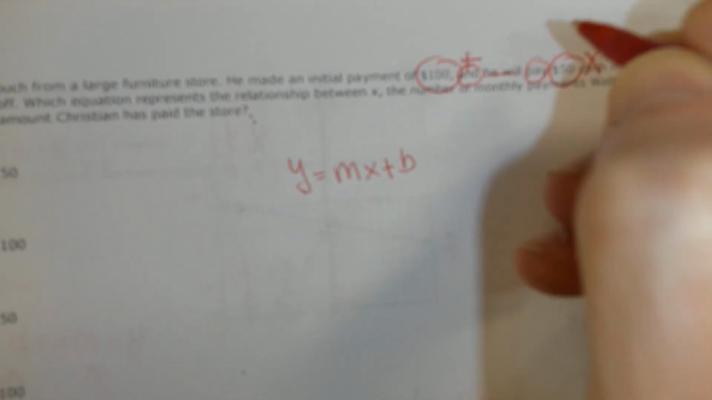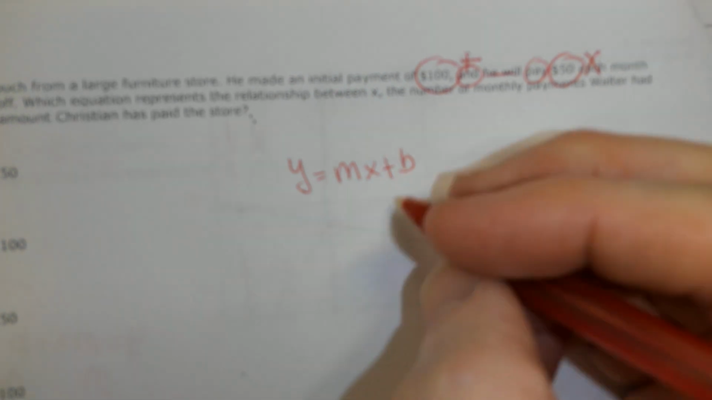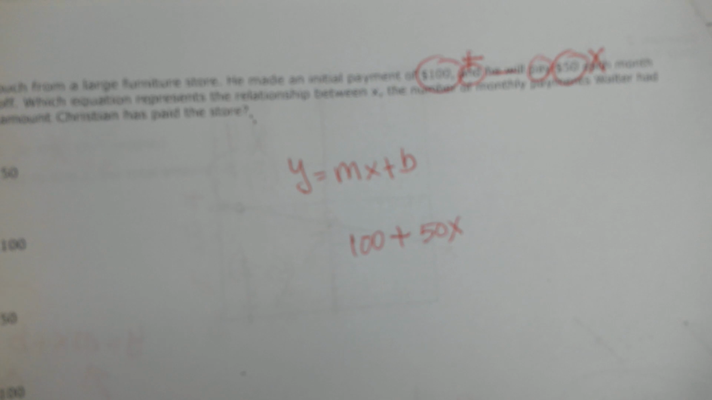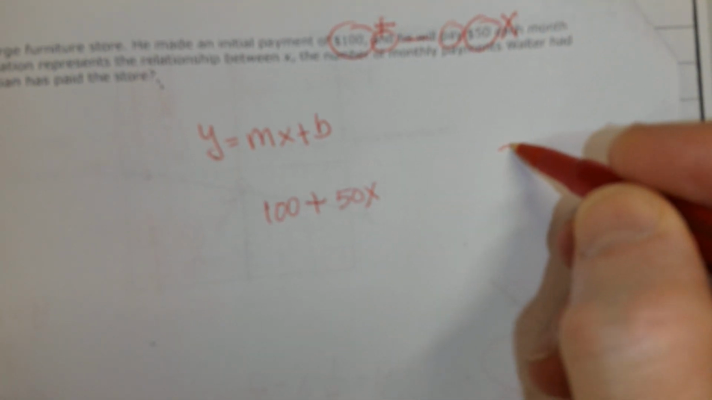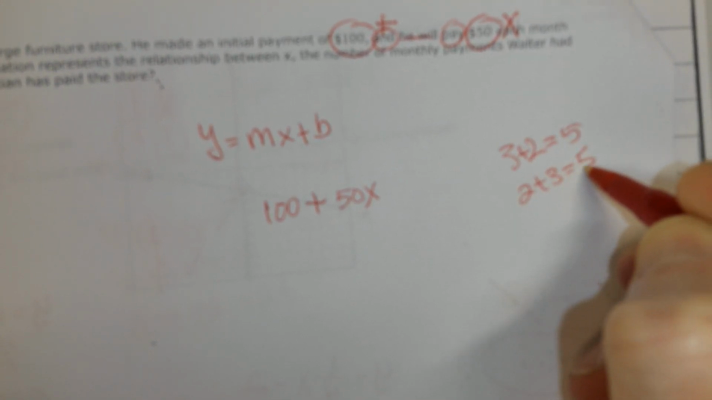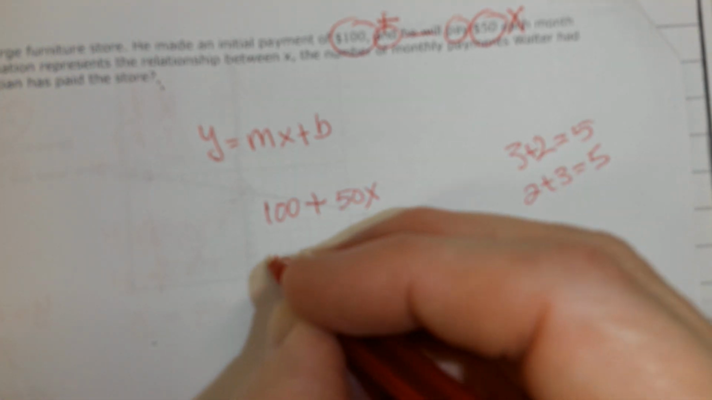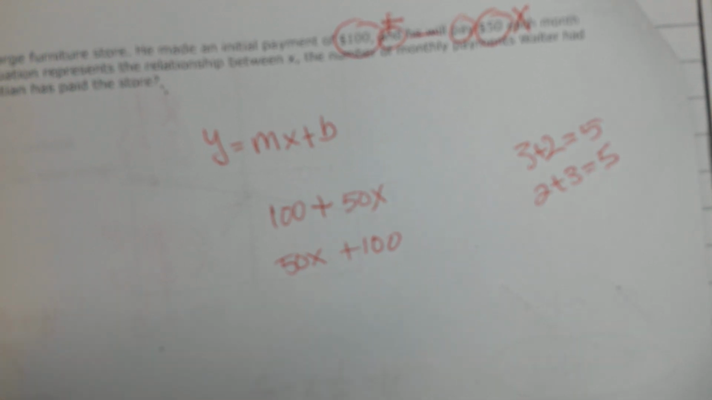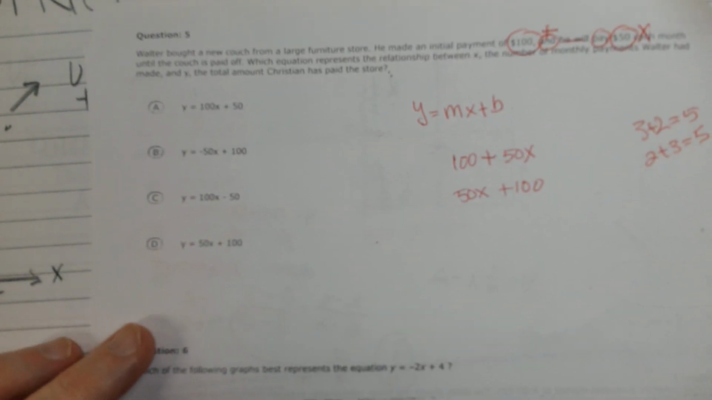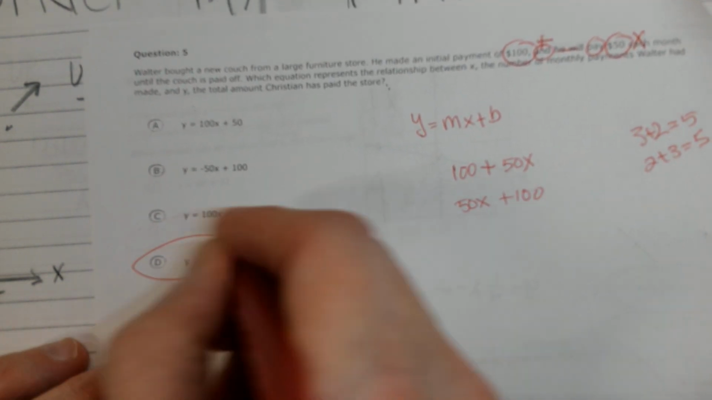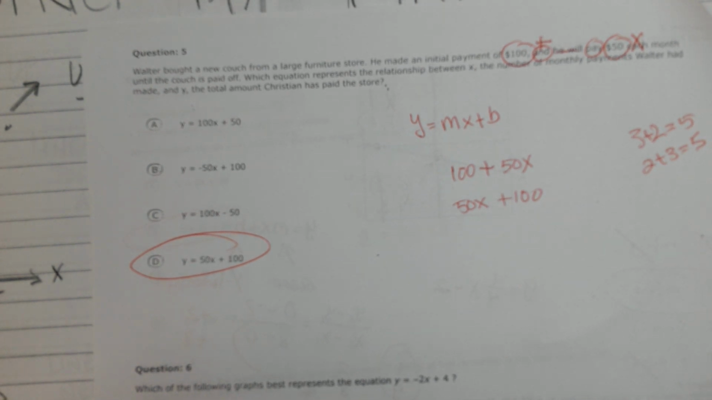I'm going to say and pay. Both of those. And pay. That means I'm going to add. I'm going to add 100 to 50x. What is 3 plus 2? What's 2 plus 3? It does not matter which way you write it. You could say 50x plus 100. That's the same thing as 100 plus 50x. Are either one of these an answer choice over here? What's the answer? Bam. Cannot be any easier than that.